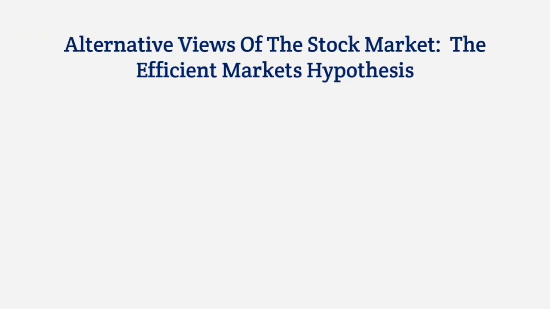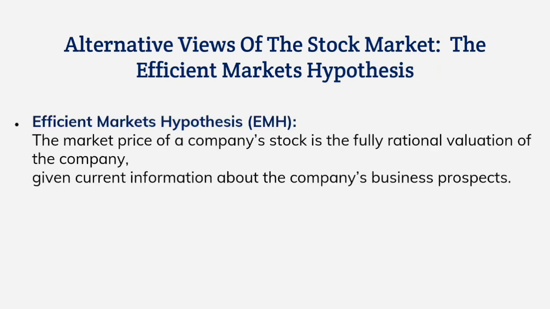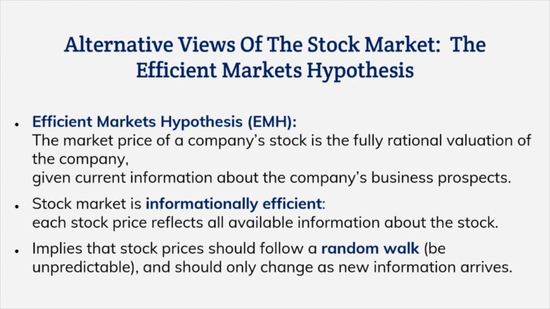Other than what has been mentioned above, there is also an alternative view of the stock market called the efficient market hypothesis. The main point of the efficient market hypothesis, or the EMH, is that the market price of a company's stock is the fully rational valuation of the company, given the current information about the company's business prospects. The second is that the stock market is informationally efficient, meaning that each stock price reflects all available information about the stock. The third is that this implies stock prices should follow a random walk, be unpredictable, and should only change as new information arrives.